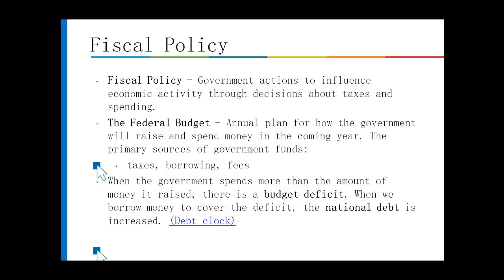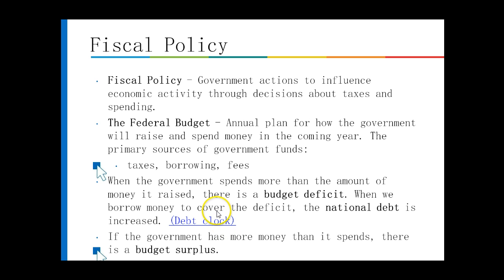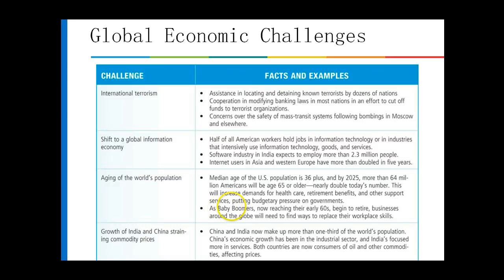So the federal fiscal policy has to consider what the impact will be on the debt, controlling that, and also on the structural deficit if there is one. If the government receives more money than it spends, it has a surplus. I don't believe we have a surplus at this point, but it is possible for the government to have a surplus.